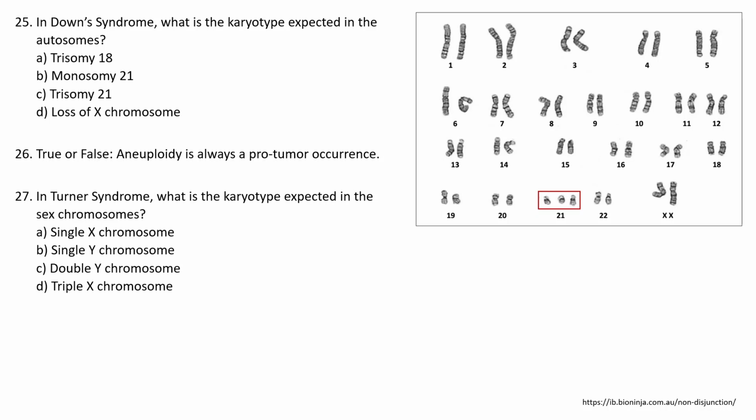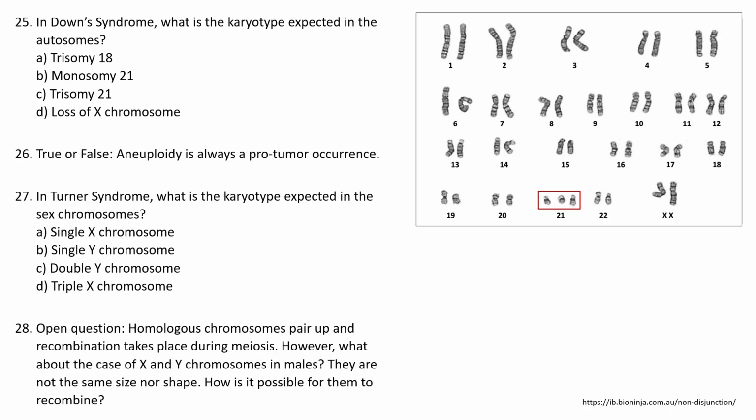So Turner syndrome is seen in women, in females, where they have one less X chromosome. People with Turner syndrome are healthy. They live quite fine lives. They just have one less X chromosome. Okay. So the answer here is A. They have a single X chromosome.